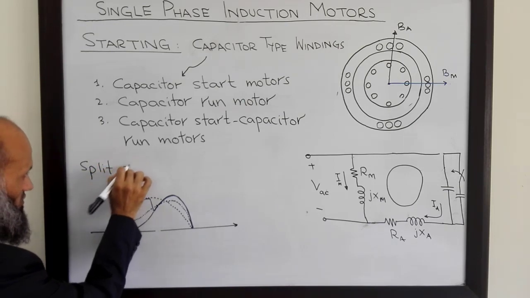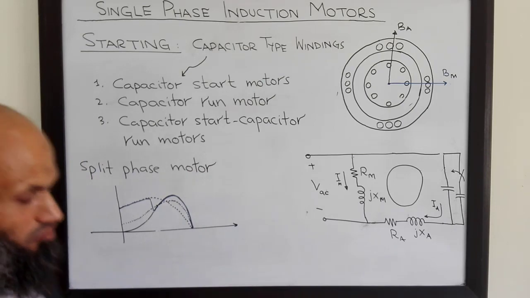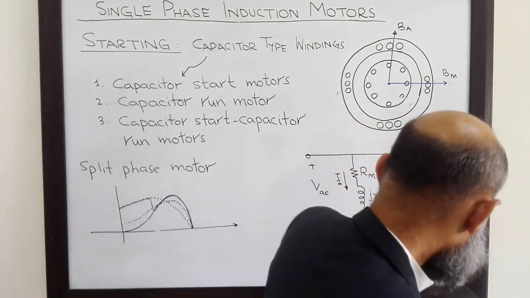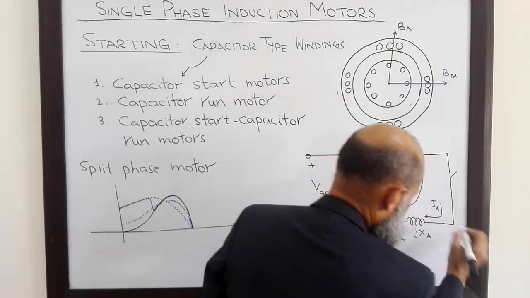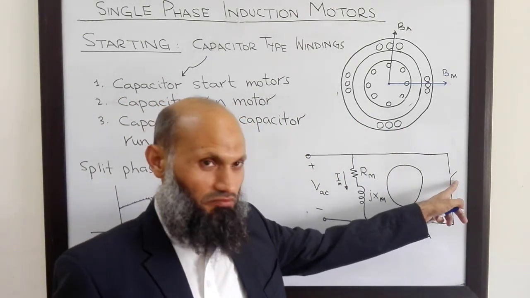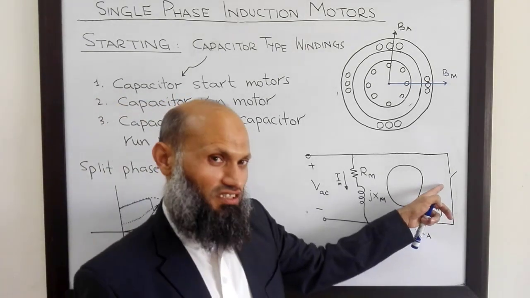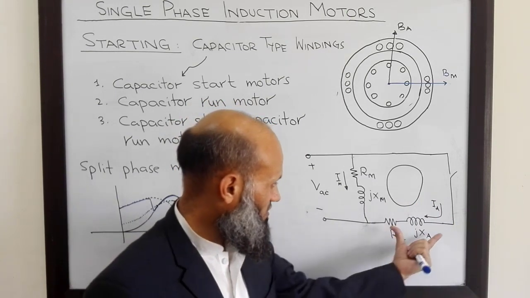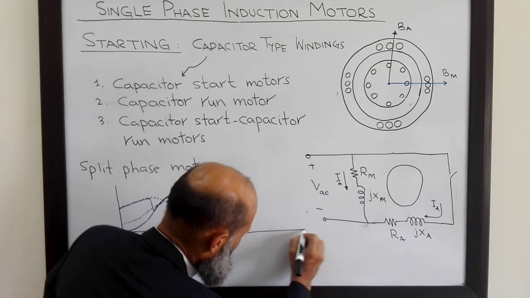In split phase motors, what is the situation? In split phase motors, we do not have any capacitor in the circuit. We have only the auxiliary windings, which can be there throughout the time, or can only be there at the starting. With this arrangement, we cannot achieve an angle of 90 degrees between this current and this current, that is, we shall have this situation.